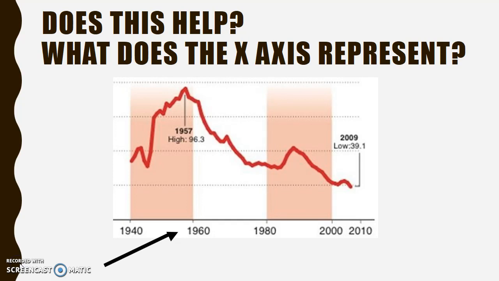Here we have the x-axis and a high point and a low point. It's pretty safe to say that the numbers along the bottom represent years. However, that doesn't give us any better indication as to what this graph represents.